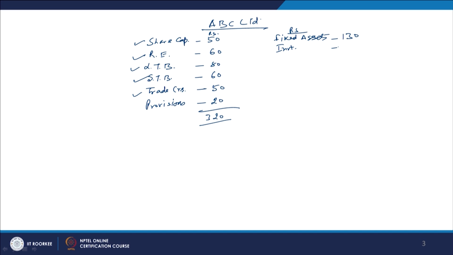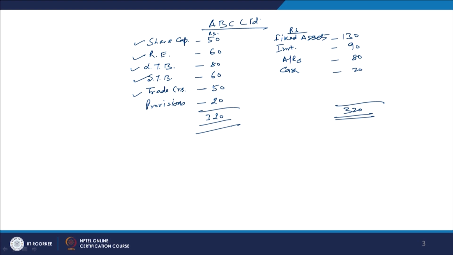Inventory is how much? That amount given to us is 90, and then we are given the receivables, or you call it accounts receivables. I am writing in the short form. Accounts receivables given to us are 80, right, and then you are given the cash. Cash available with us is 20. So, if you total it up, the size of this side also becomes 320 millions or 320 lakhs, whatever it is.